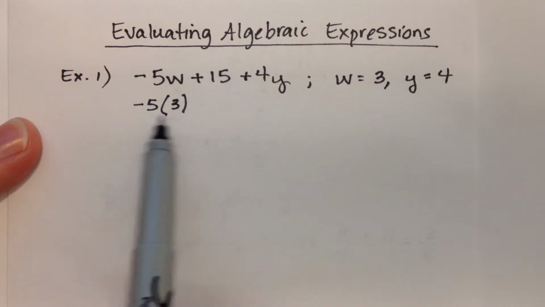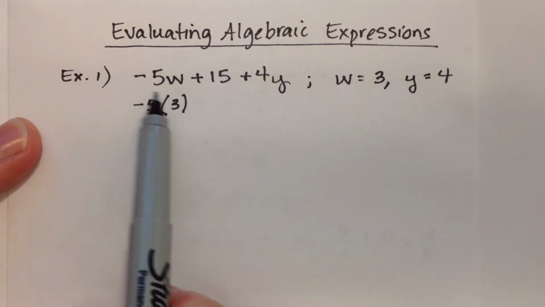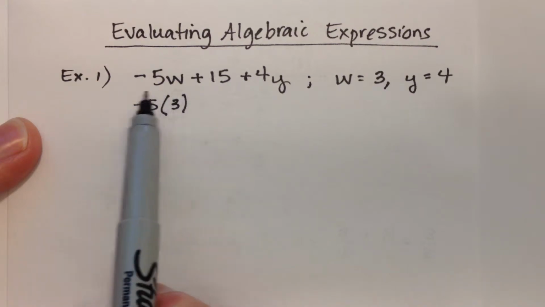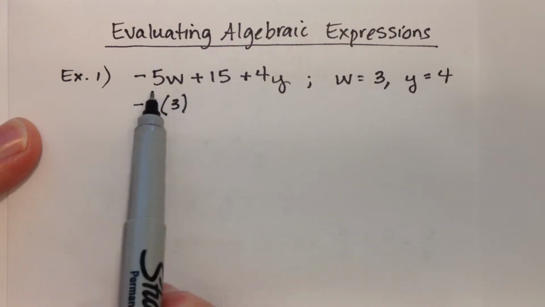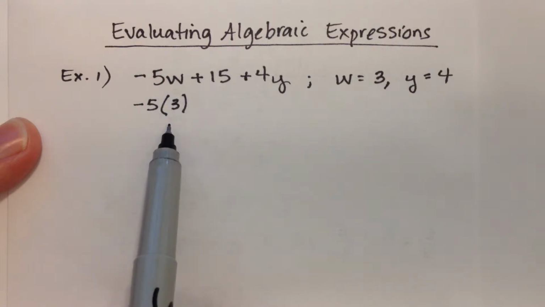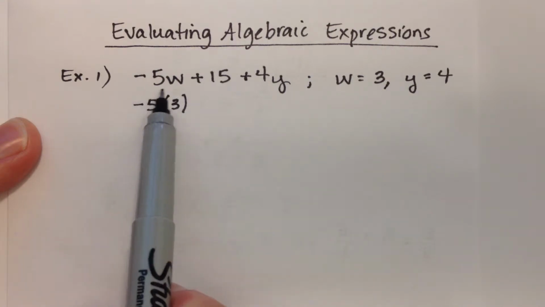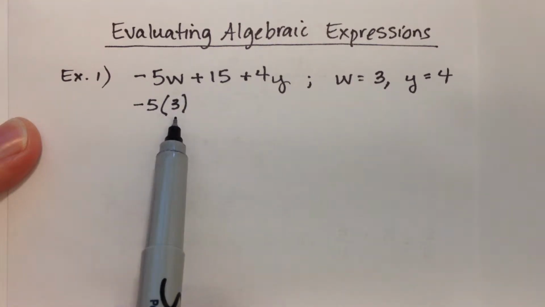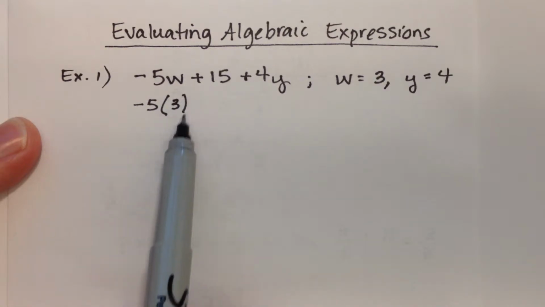These numbers need to be multiplied because when we go back to the original term, this negative 5w, these are factors. They're being multiplied together. So we can't lose that multiplication whenever we plug the values in. It has to remain. So negative 5 times w is the same as negative 5 times the value that w is, which in this case is 3. So when you're substituting values into the variables, always use parentheses.